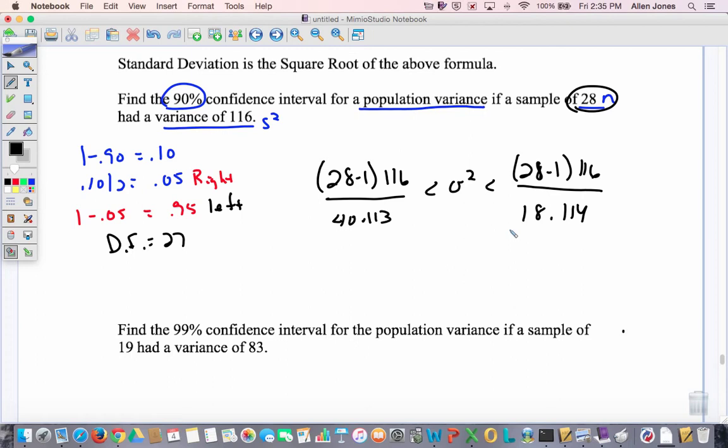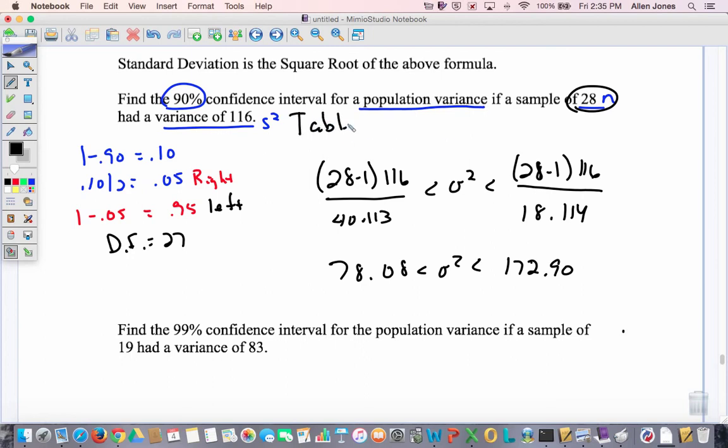Okay, so there's our numbers pulled off of Table G, because we had our standard deviation and variance we were working with. If we make our calculation on the left-hand side, I get 78.08, and on the right-hand side, we get 172.90. So there's our confidence interval for 90%.